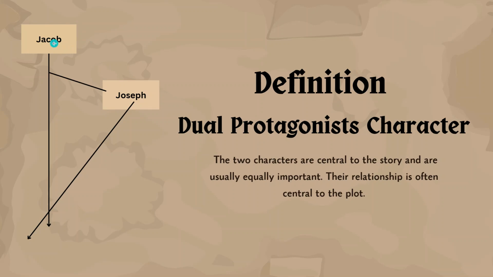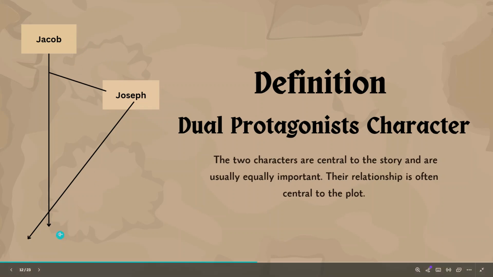So it's basically the story of Joseph. His main goal is to see his dad again. So it's a dual protagonist, and it happens a lot in love stories, romance, and family stories, where there are two characters who are working together.